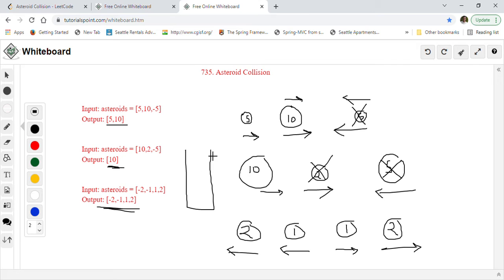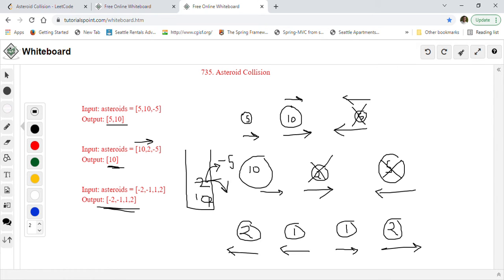I'll simply draw a sample, and then we'll go to another whiteboard. Why can the stack help us? If we are going through this array of asteroids, I can put them in the stack. I put 10 here, then I put 2 here. Whenever I get another asteroid with another direction and there is a collision, we can take out from the top and simulate the collision between 2 and 5. Then 2 will be gone, because 2 is smaller, so we remove it from the stack.